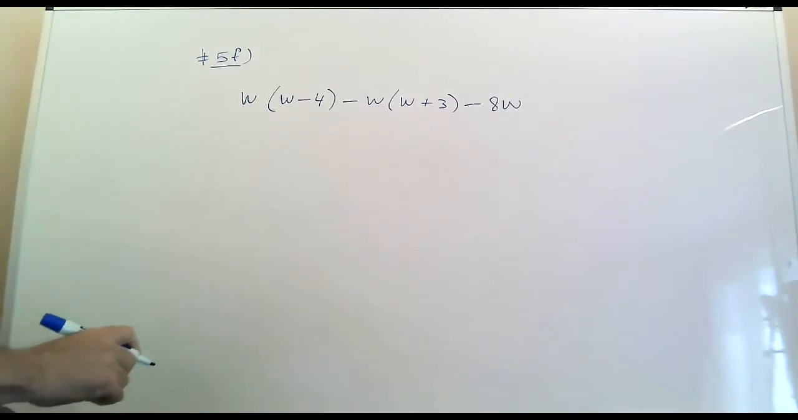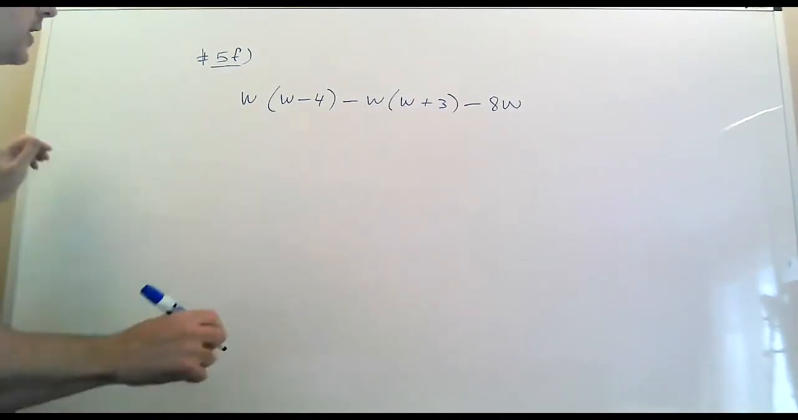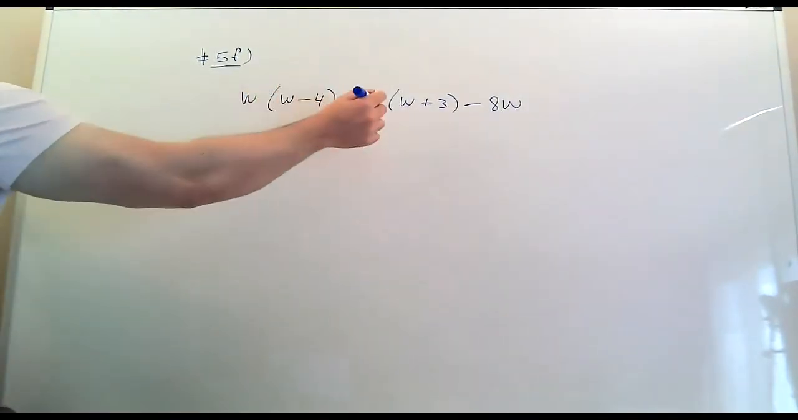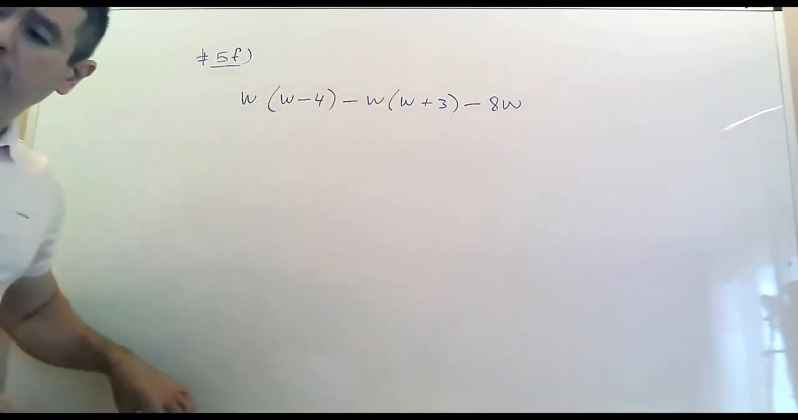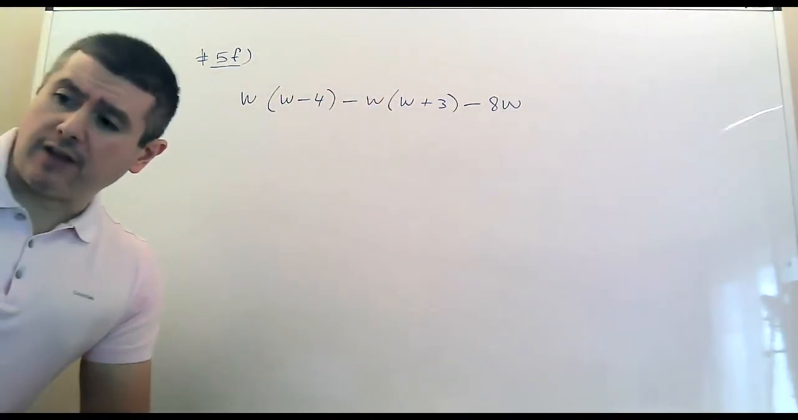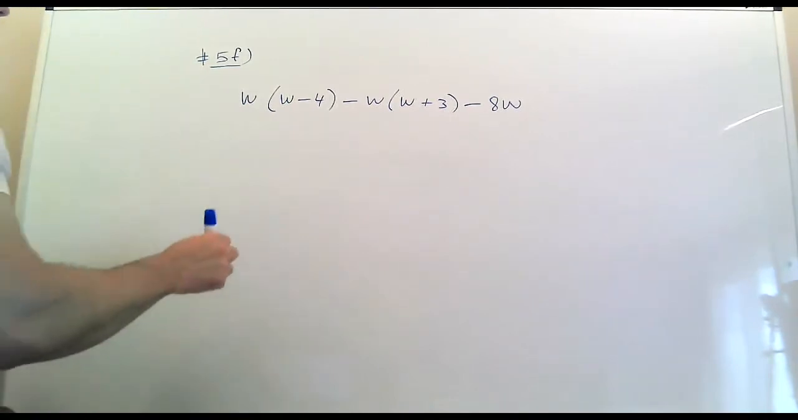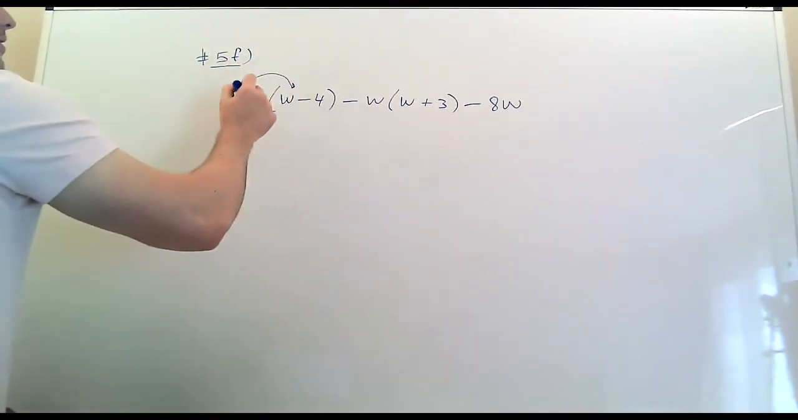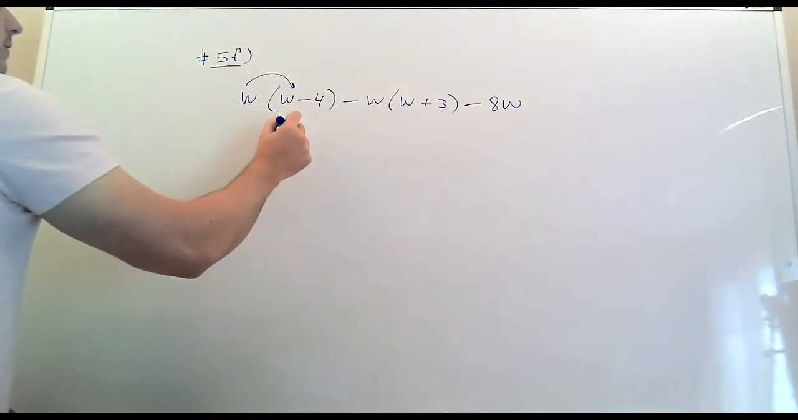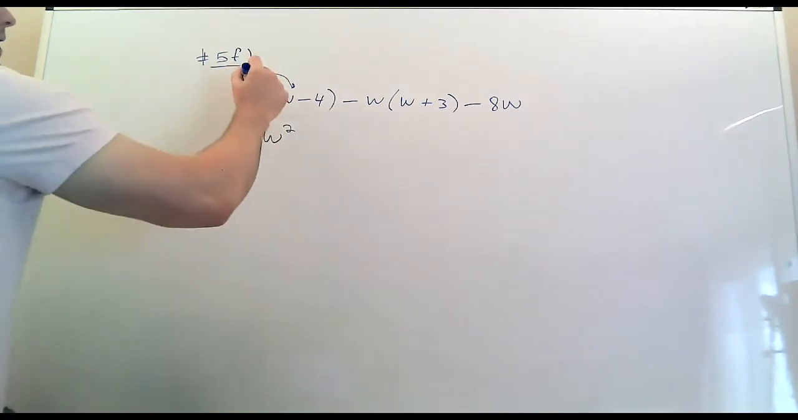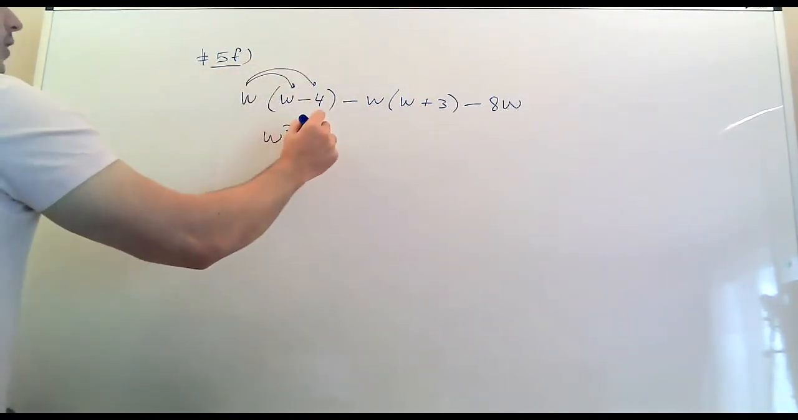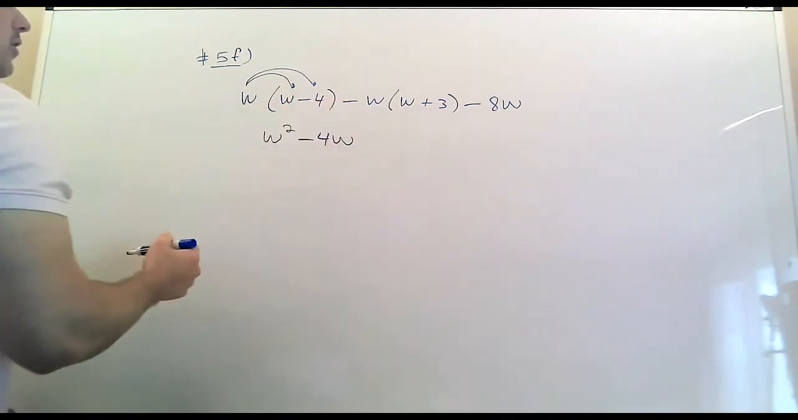All right, 5F. Again, not that bad of a question, but you got to be careful with it. We're going to distribute first, right? The first thing you have to do is you have to get rid of the parentheses. And then you have to take all the terms that are the same and then combine them. So we're going to do W times W, which is W squared, right? Add the powers, 1 and 1. Then I'm going to do W times -4. The -4 goes in front. W goes along for the ride.